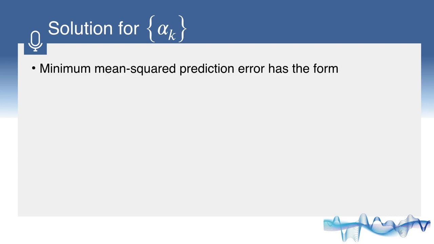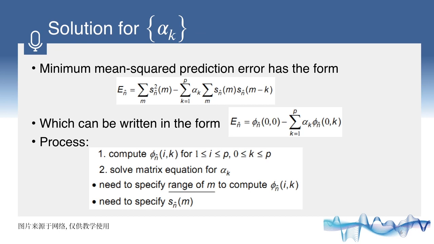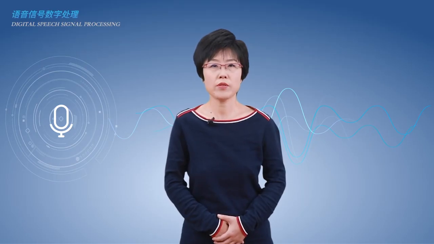The original form of minimum mean squared prediction error can be written in another form with function phi_n. By computing phi_n and solving the matrix equations, we can get the prediction coefficients alpha k. The range of m needs to be specified to compute phi_n. The input speech segment s_n(m) should also be specified.